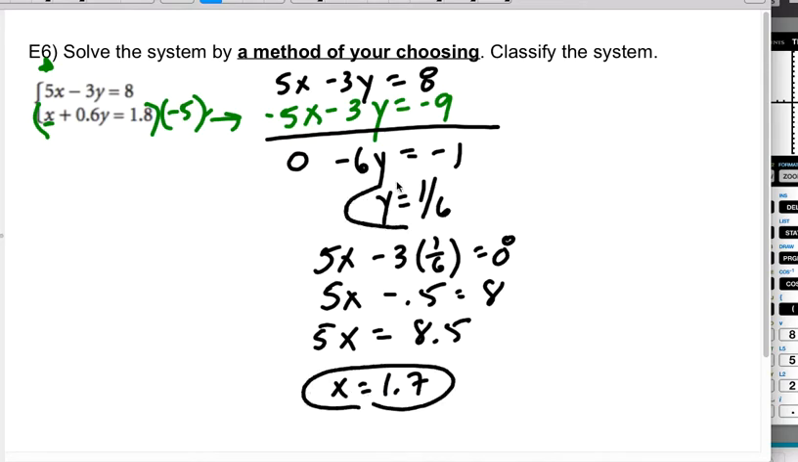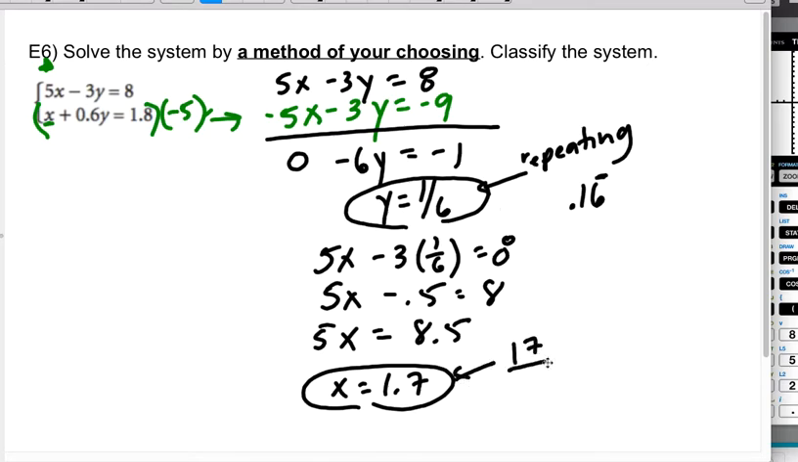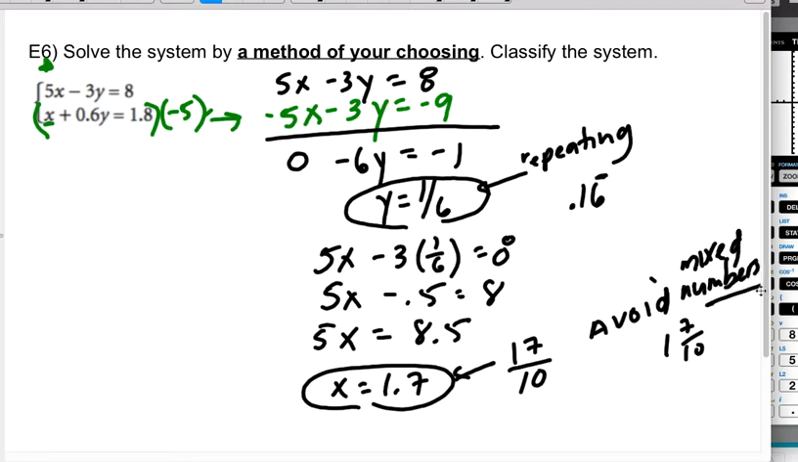I get that this is not super fun. I'm going to leave the 1/6 as a fraction because this is a repeating decimal. If you did write it as a decimal, it would be 0.16 repeating. The 6 is repeating, not the 1. So it's actually better to leave that as a fraction. If you chose to write x as a fraction, it would be 17/10. I would suggest that you avoid the 1 and 7/10 notation. Avoid mixed numbers. And again, I get that that's the first one we've seen where it's not nice, happy values.